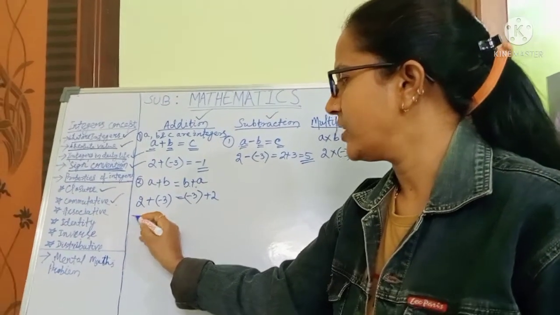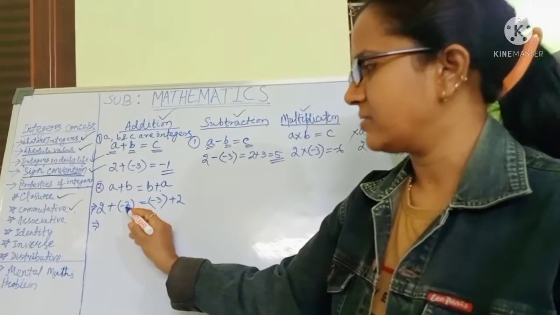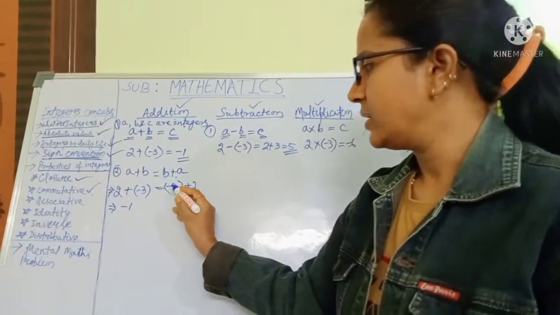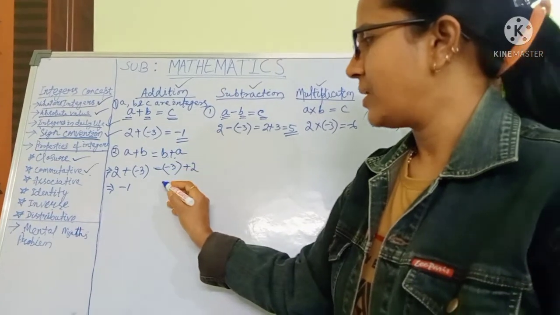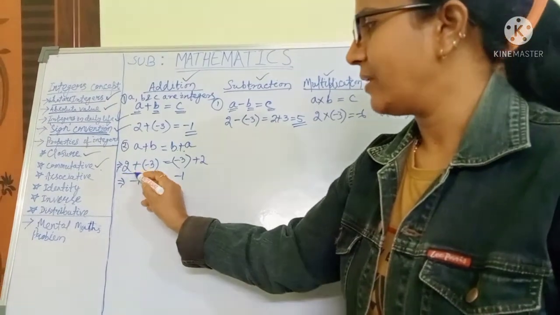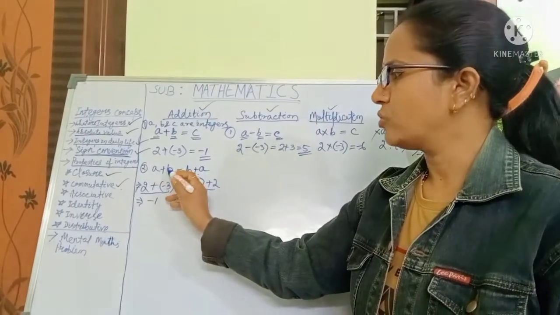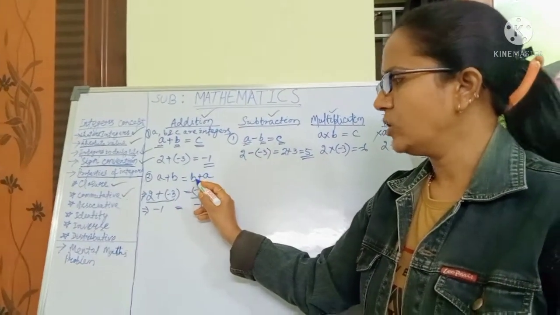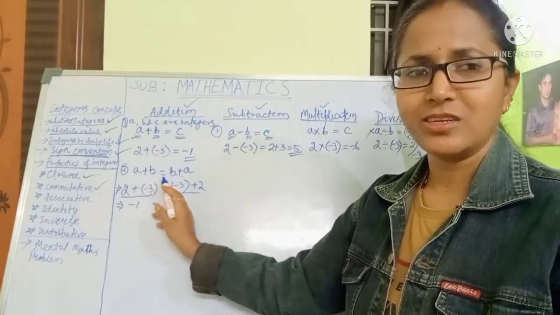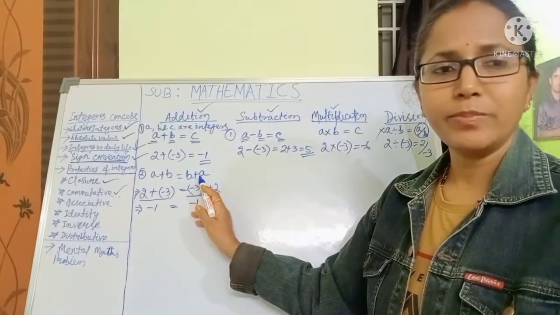Now we'll check whether they are equal or not. 2 plus of minus 3 is 2 minus 3, which is minus 1. Here minus 3 plus 2 is minus 1. So they are equal; the left hand side is equal to the right hand side. So this property holds good. So a plus b is equal to b plus a. That means if we change the place of integers, the value remains the same.